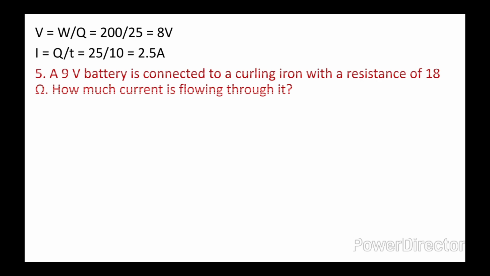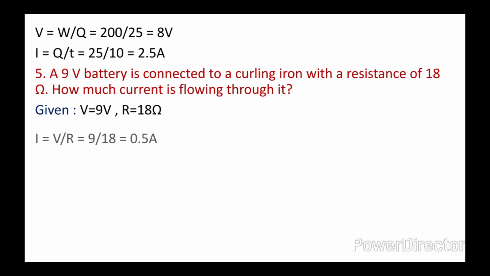And the next question. A 9 volt battery is connected to a curling iron with a resistance of 18 ohm. How much current is flowing through it? Here you have to calculate current. So first we have to note down the data, that is the potential difference or the volt is equal to 9 volt and resistance is 18 ohms. Here you have to calculate the current. So the formula used is I equals V by R.